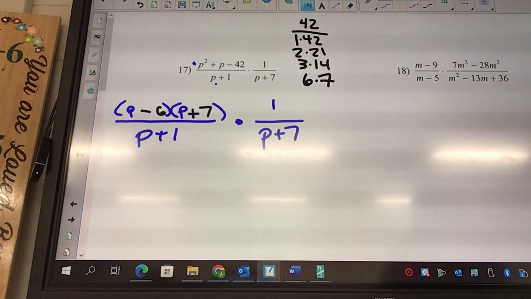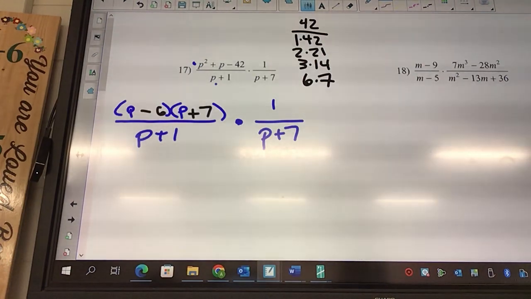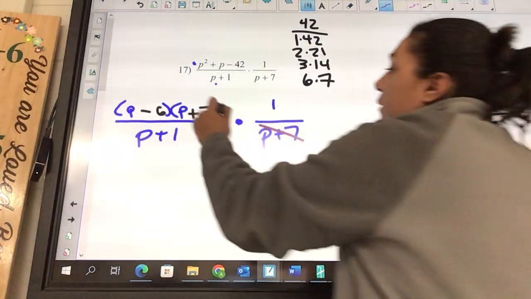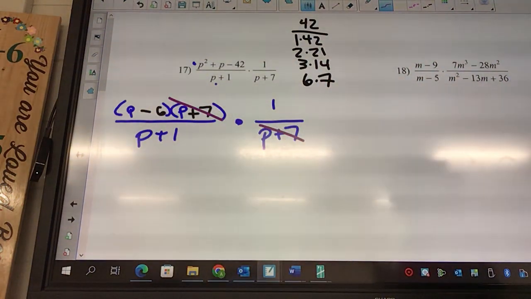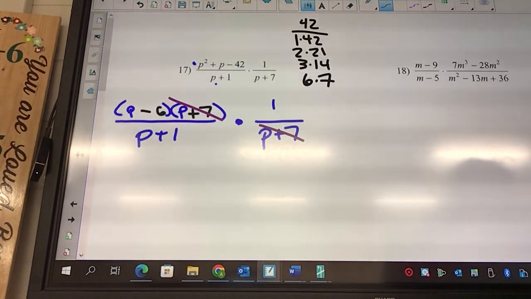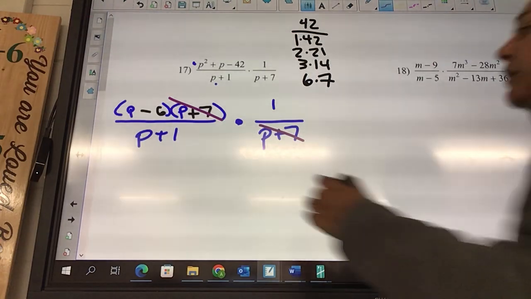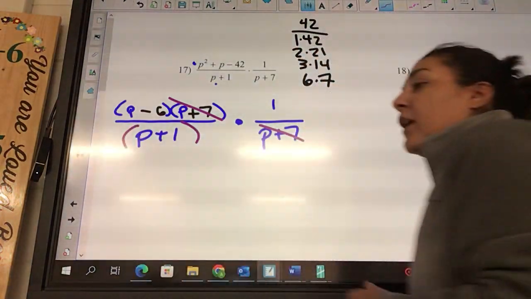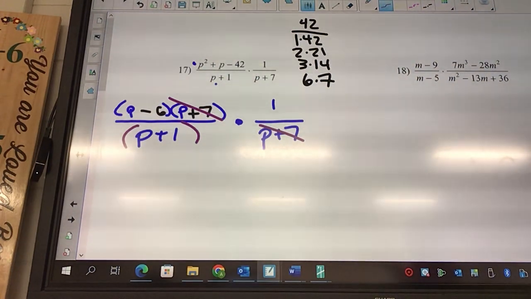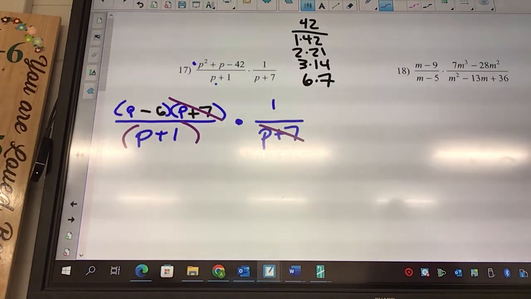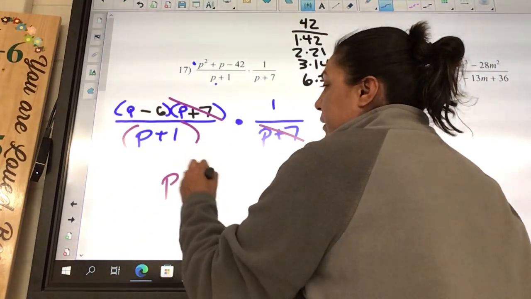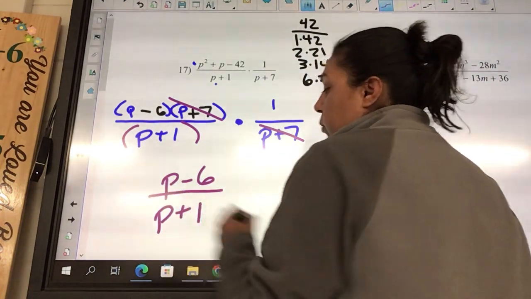Now this is all ready, and now it's just going to look like the front page, and we're going to slash. So what can we slash off here? This P plus 7. Anything else? I cannot do the P plus 1 and the 1. See that P plus 1? That belongs together. That's why I said parentheses are important. When in doubt, whip it out. Those two go together. And for this part, this one is just going to disappear. So on the top, we're going to have P minus 6. On the bottom, I'm going to have P plus 1.